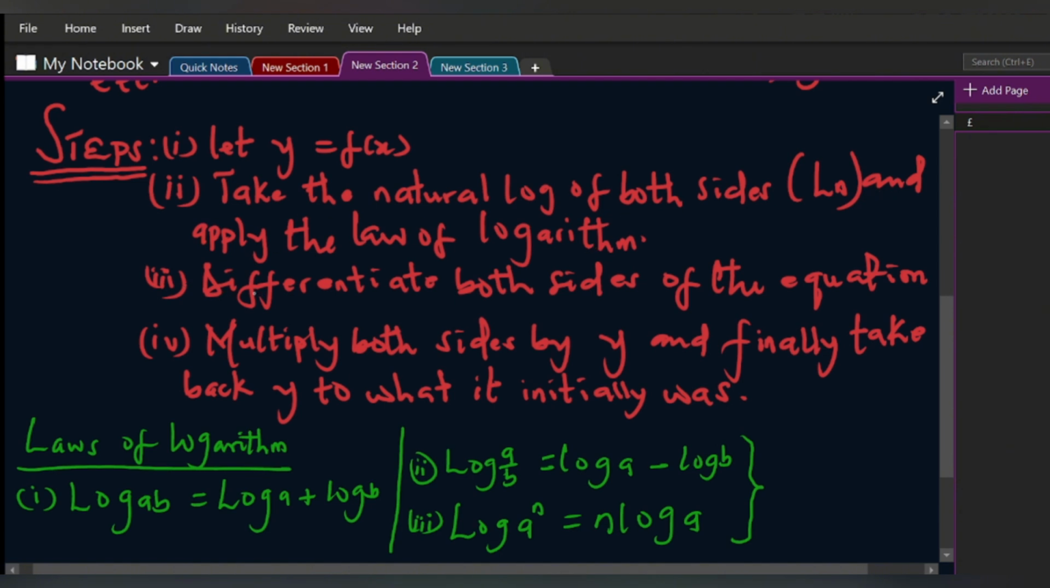Now, step 3, differentiate both sides of the equation, your normal differentiation. Step 4, multiply both sides by y. And finally, take back y to what it initially was. All right, so we're going to be solving some examples here and see how that applies.